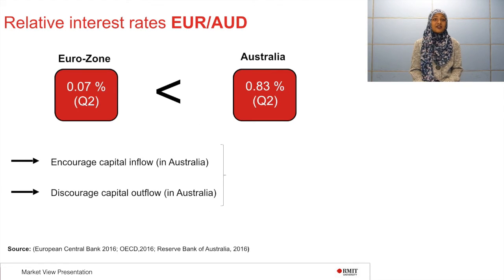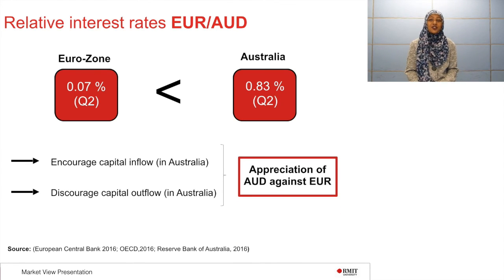The second indicator is the relative real interest rate. The real interest rate of Australia in the second quarter of 2016 is relatively higher at a rate of 0.83%, whilst the Eurozone rate lies at 0.07%, encouraging capital inflow in Australia and therefore increasing the demand of the Australian dollar. Furthermore, this discourages capital outflow in Australia, decreasing the supply of the Australian dollar. This potentially results in an increase in the exchange rate equilibrium of the Australian dollar due to the shifts of the demand and the supply curve. Therefore, one can predict that the Australian dollar will appreciate against the euro because of this indicator.